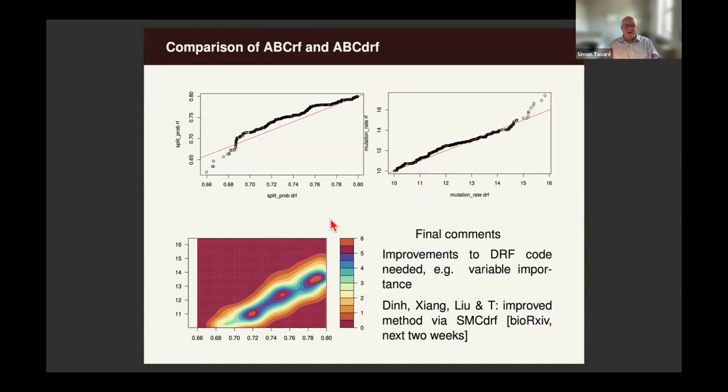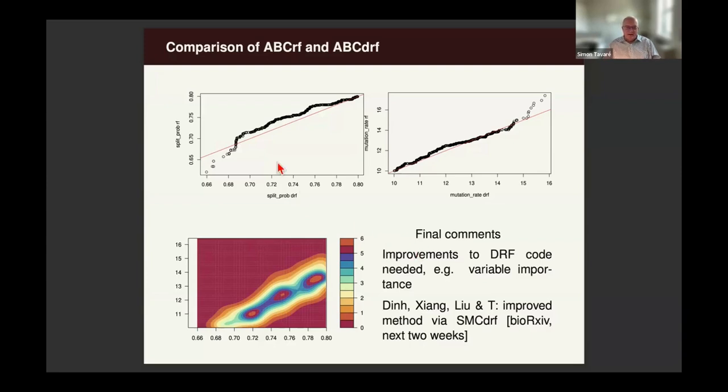The extra bit of information you get is just the joint distribution from which you want to sample to do any number of posterior predictive things afterwards. And this method, of course, provides a way of generating exactly that. So here's a 2D plot of what the joint distribution looks like. So there are a number of things in the DRF code that need fixing. One of them is variable importance, which takes 3 lifetimes to run.